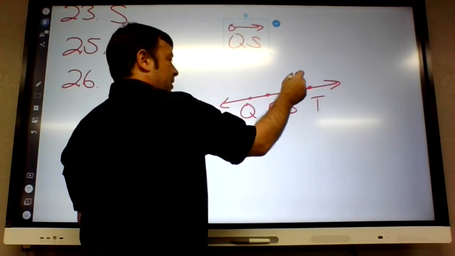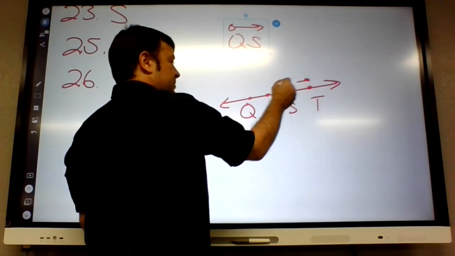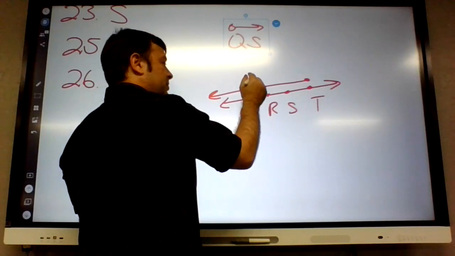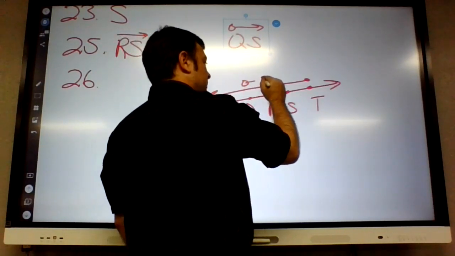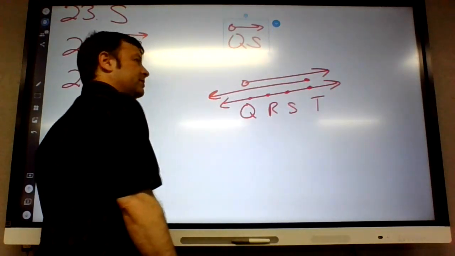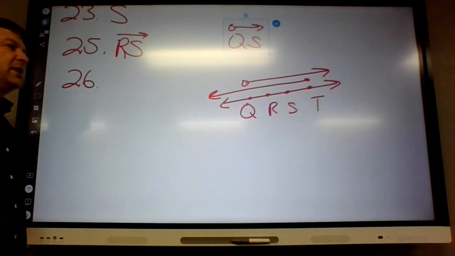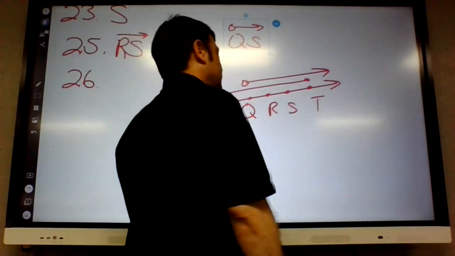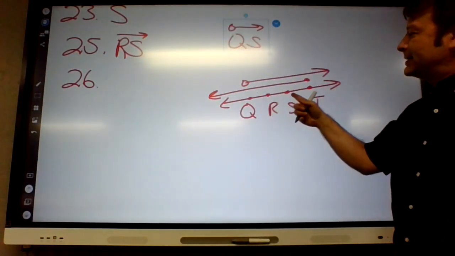Number 26. Okay, ray, whatever they said, TS or whatever, it's all this, right? All this. And then half line Q, whatever, is all that. So what do they have in common? R and S. No, not just R and S. RFT.